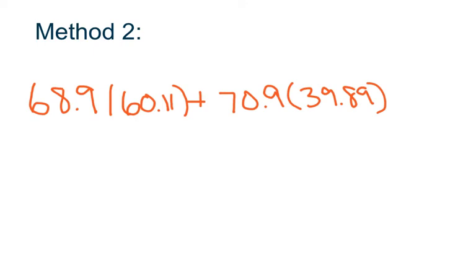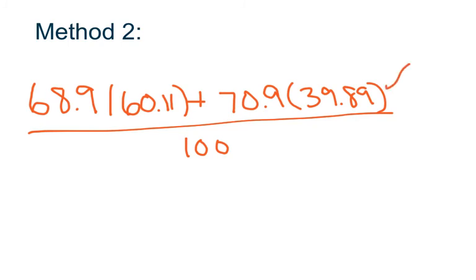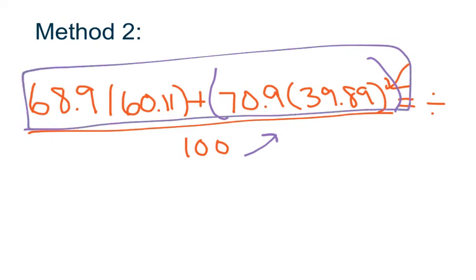And then you type this whole thing into your calculator, and then you divide that number by 100. I personally would recommend typing this into the calculator, pressing equals, and then pressing the divide button to divide by 100. A lot of times what students will mess up is they'll divide by 100 without pressing the equal sign, and because of parentheses and whatnot, your calculator will actually think that you're just dividing the 70.9 and the 39.89 by 100 as opposed to this entire numerator.